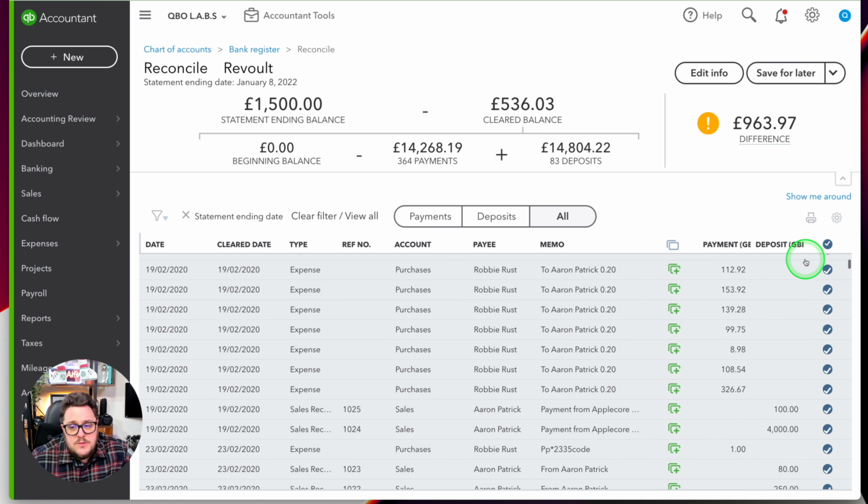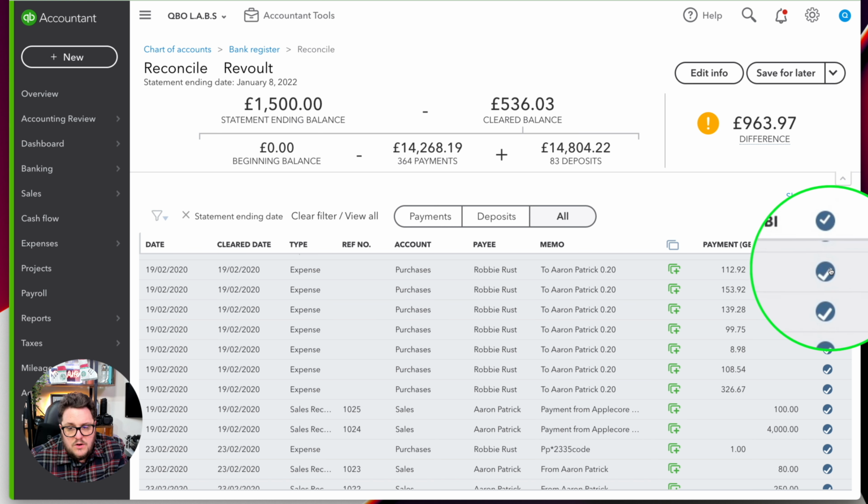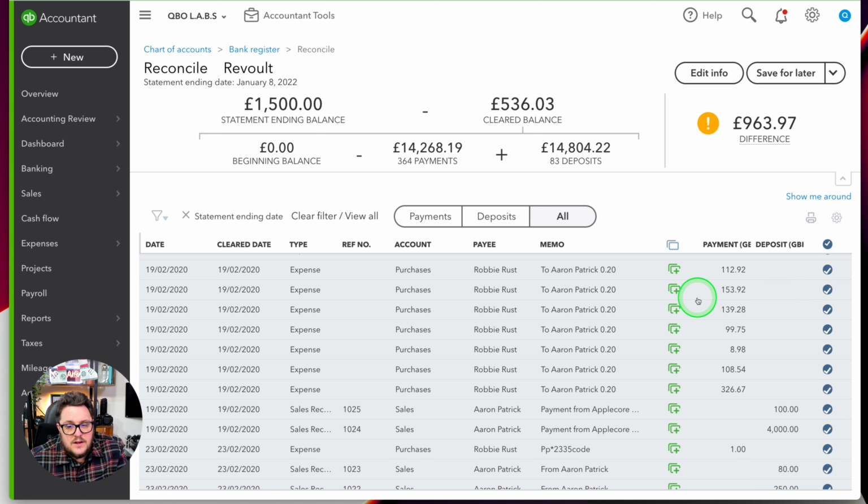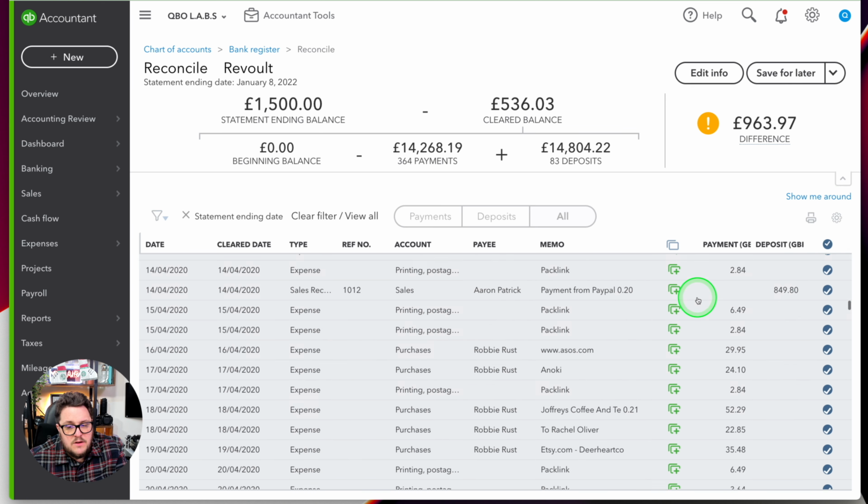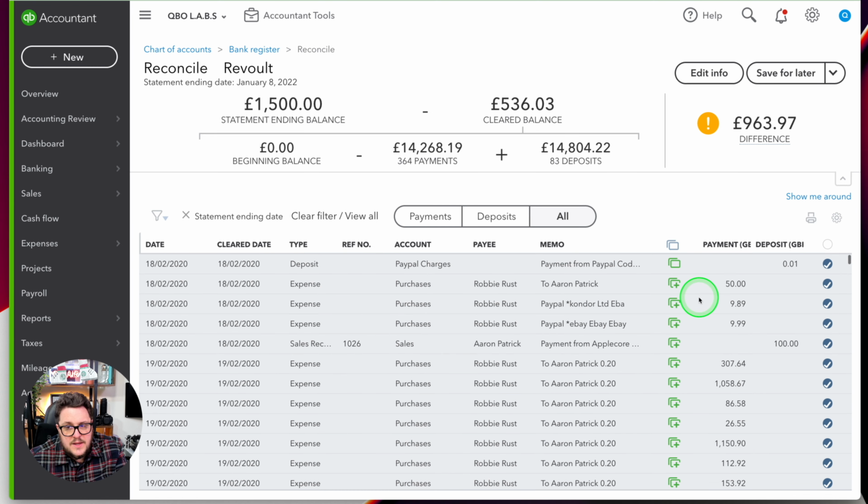Because in reality, I should be going through here and looking at my bank statement and looking at the information I've got here, and I should tick them off as I go along. So as I see £112.92 there, I should tick that off and move forward. And I should be going through and ticking all of these off as and when they go.